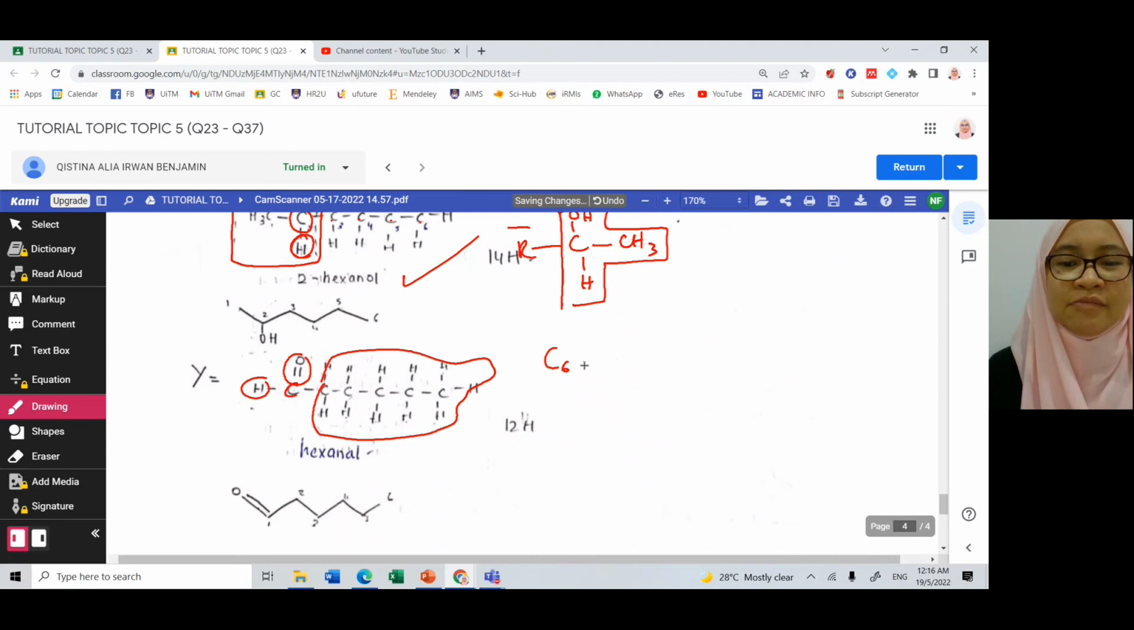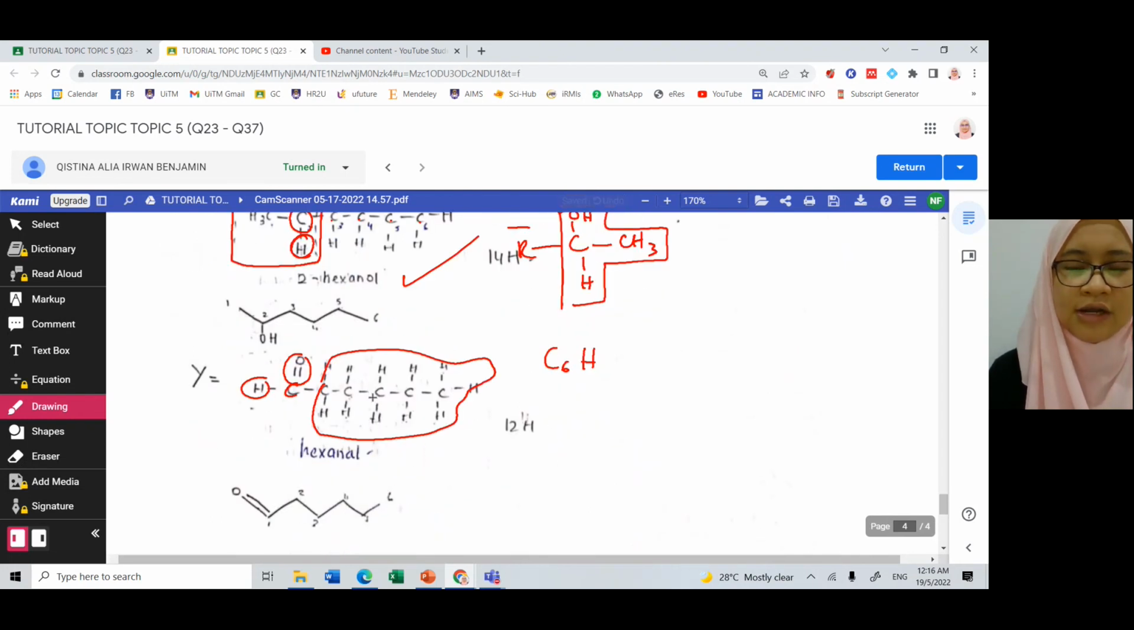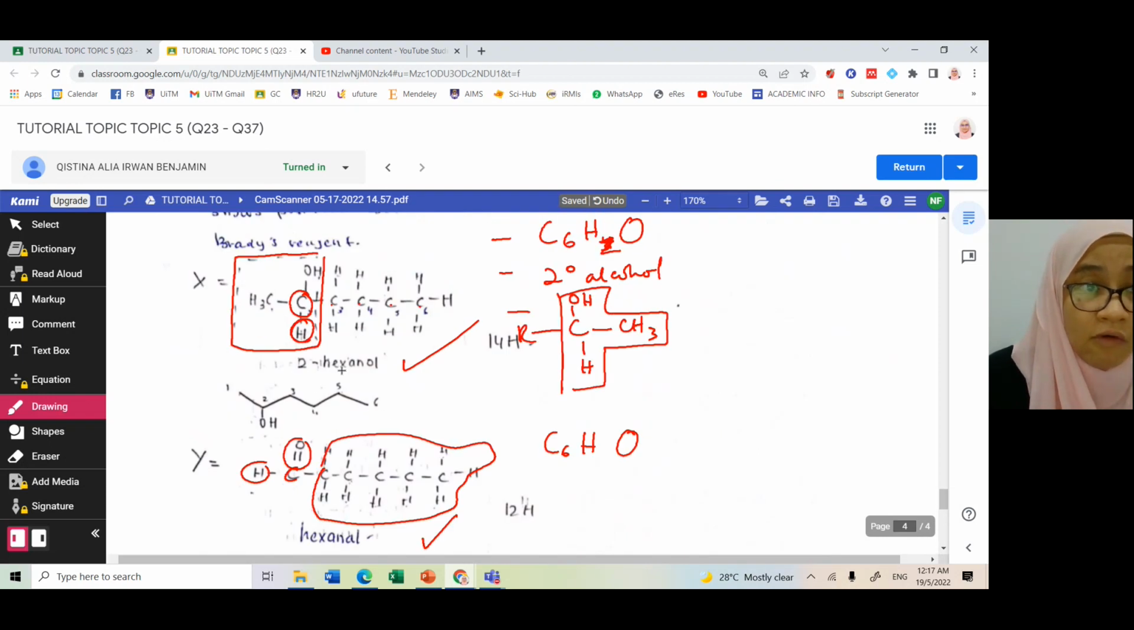And it has 6 carbons, and the hydrogen is 2 fewer than 2-hexanol just now. It has 2 fewer hydrogens compared to the alcohol just now. So it has 1 oxygen. Okay, all right. So that is for Y. It is hexanal. The compound Y is hexanal. Okay, all right. So that is all for aldehyde and ketone. Okay, thank you, everyone.